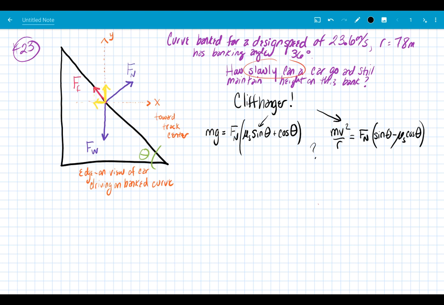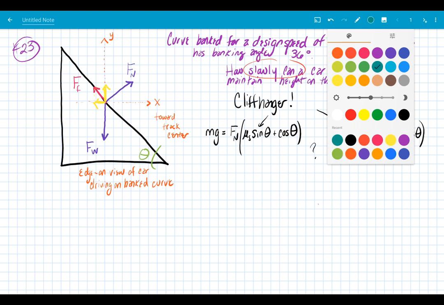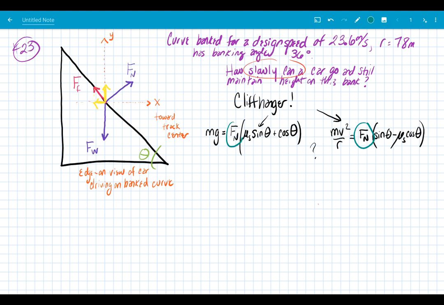What I would recommend is that since you see Fn in both of these equations, here in equation number 2, here in equation number 1, you could sort of solve both equations for Fn. So in the first equation, for example, you can kind of work this down to where you have it in the form mg over mu s, sine theta plus cos theta equals Fn, and then plug that value into here for Fn and solve.